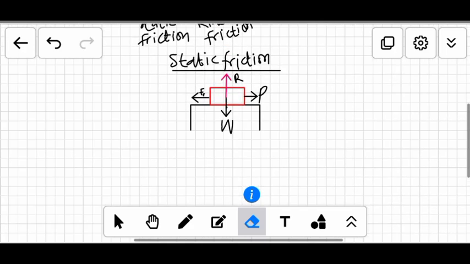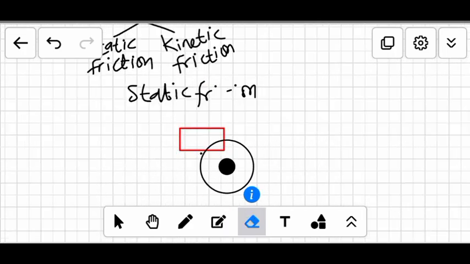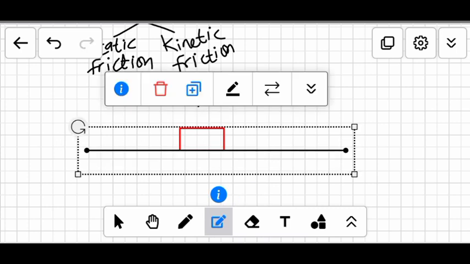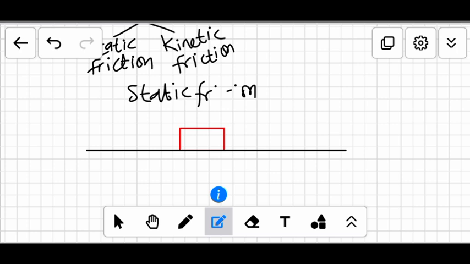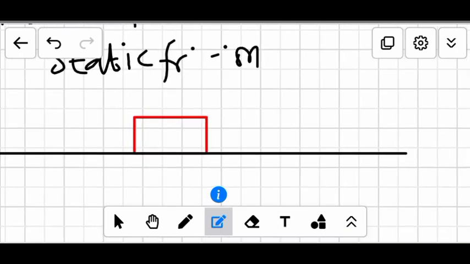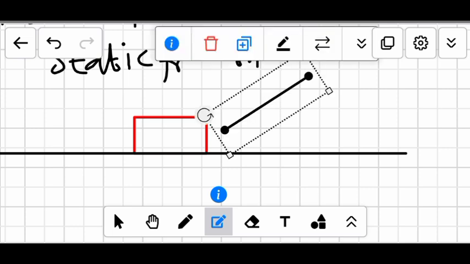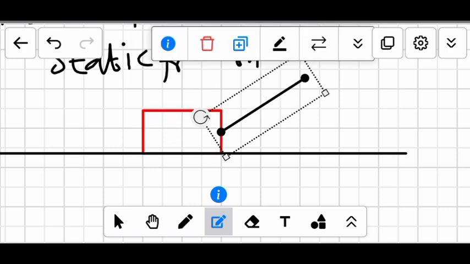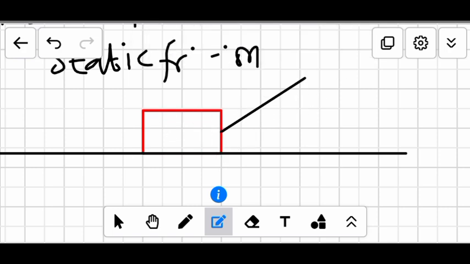So now let us draw a line to represent the horizontal ground. So this is the horizontal floor. And we tend to drag this body using a particular force P in this direction. Now this force also tends to lift the body up a bit. So now we want to drag this body with force P. This is the force P trying to drag this body.